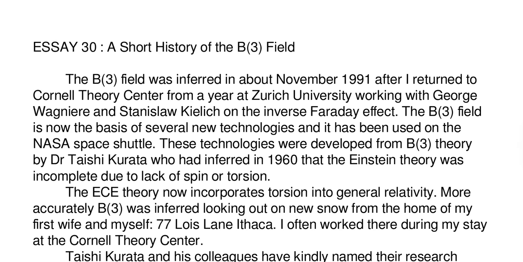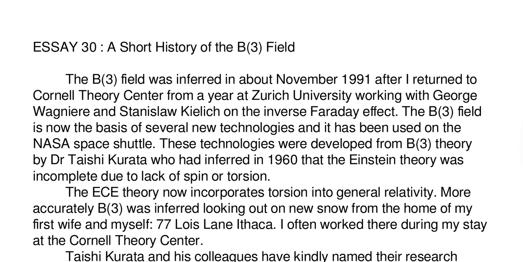The B3 field is now the basis of several new technologies, and it has been used on the NASA Space Shuttle. These technologies were developed from B3 theory by Dr. Taishi Kurata, who had inferred in 1960 that the Einstein theory was incomplete due to lack of spin or torsion. The ECE theory now incorporates torsion into general relativity.